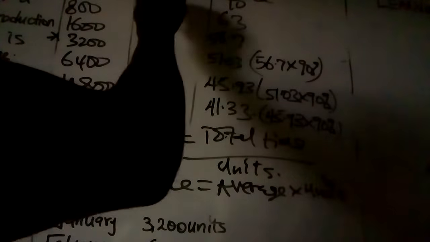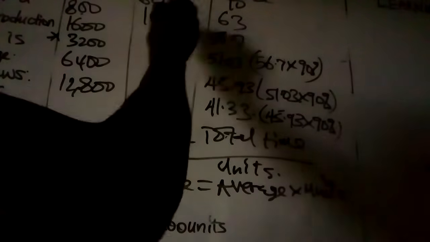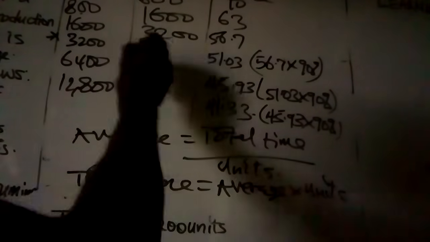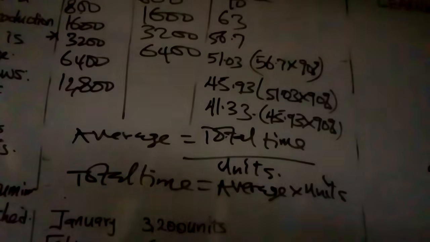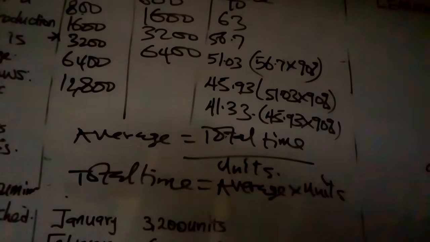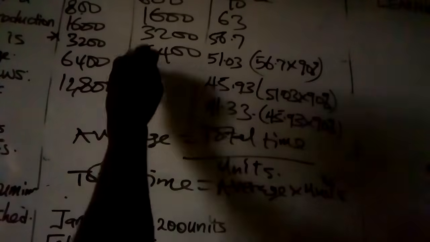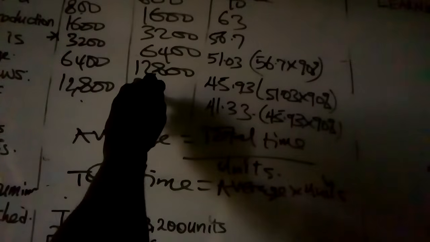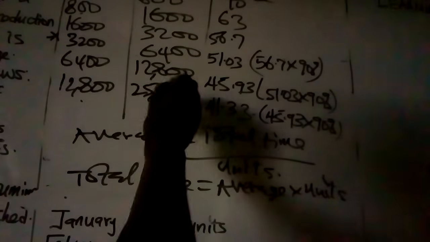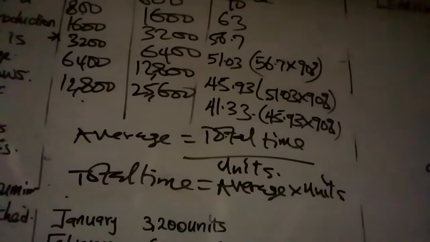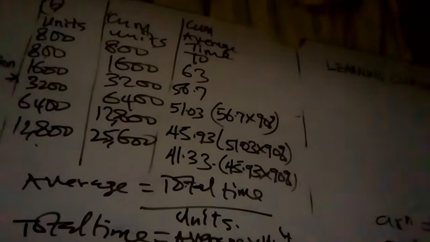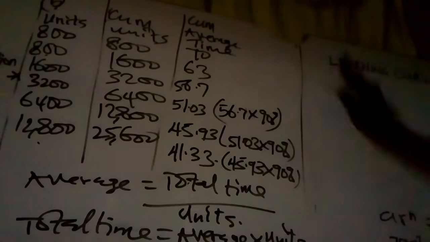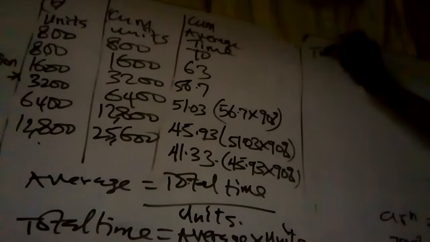We have 800 plus 800, 1,600, plus 1,600, that is 3,200. 3,200 plus 3,200, that is 6,400. 6,400 plus 6,400, that is 12,800. 12,800 plus 12,800, that is 25,600. This has been determined. Let me just put the total time here.